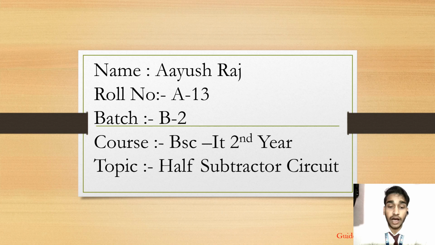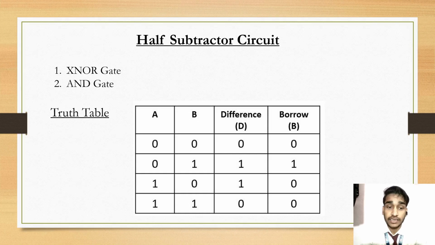Today I have discussed the half subtractor circuit. In a half subtractor circuit, there are basically two gates used, the XNOR gate and the AND gate.